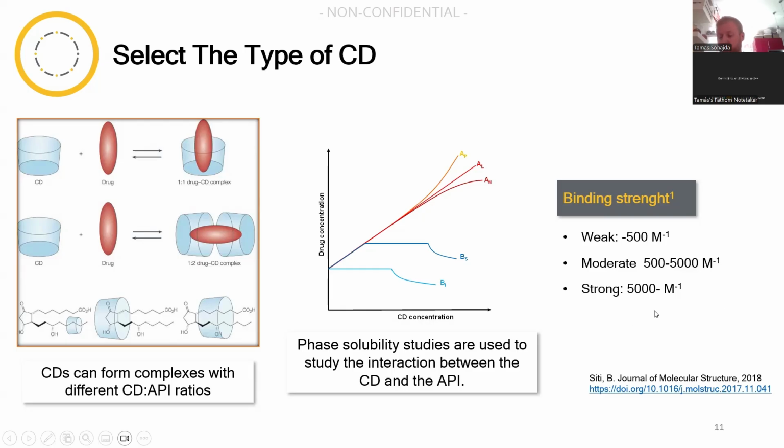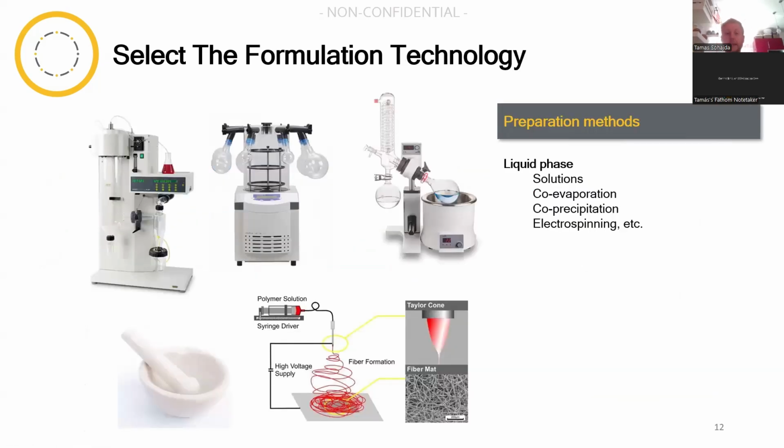Considering binding strength, we can maybe distinguish three categories. So, of course, cyclodextrins do not complex everything. Some complexes are very weak. The majority fall into this moderate range, and some are really strong in the binding.